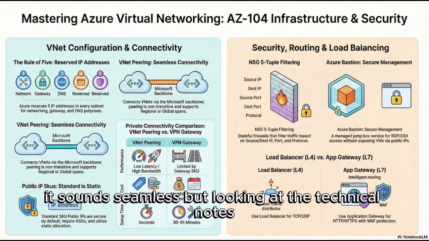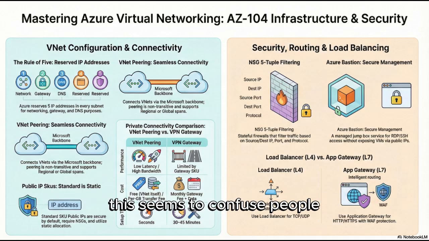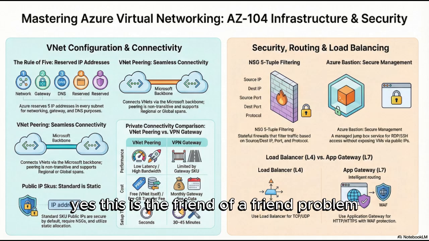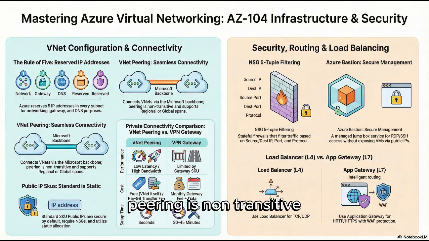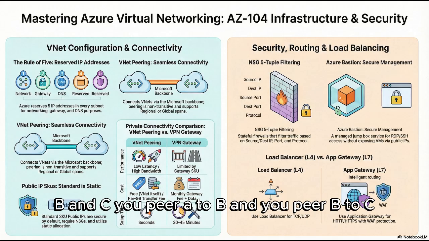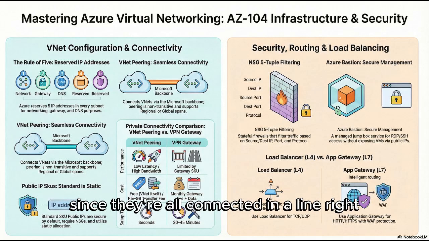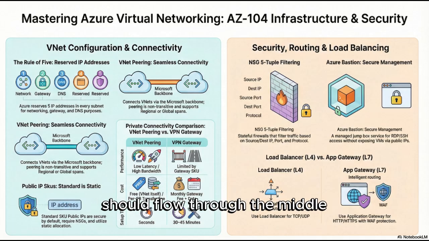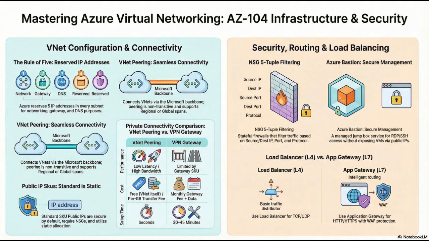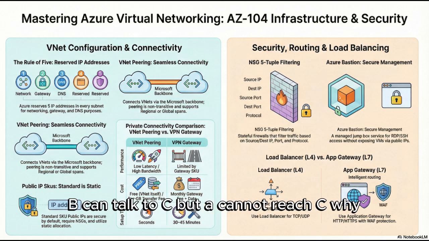That sounds seamless. But looking at the technical notes, there's a constraint here regarding transitive traffic. This seems to confuse people. Yes, this is the friend of a friend problem. Peering is non-transitive. Walk us through that. Imagine you have three networks, A, B, and C. You peer A to B, and you peer B to C. Logic suggests that A should be able to talk to C, right? Since they're all connected in a line. Right, it should flow through the middle. In normal routing, yes. In VNet peering, no. The chain breaks. A can talk to B, B can talk to C, but A cannot reach C.